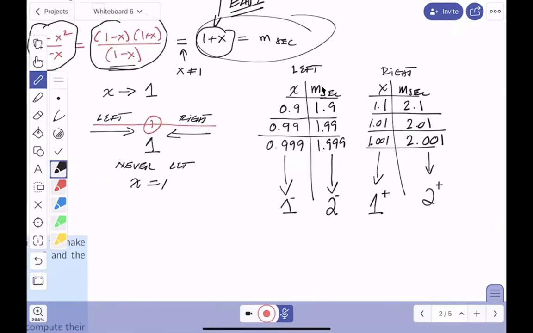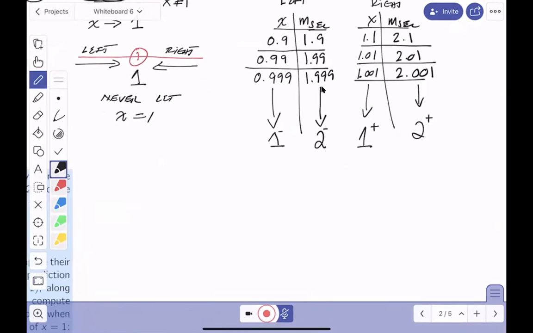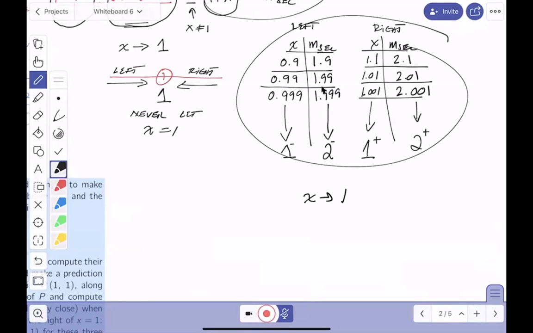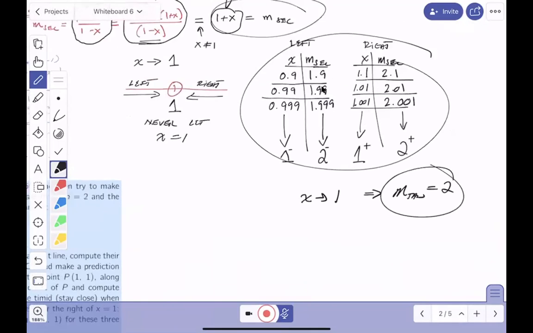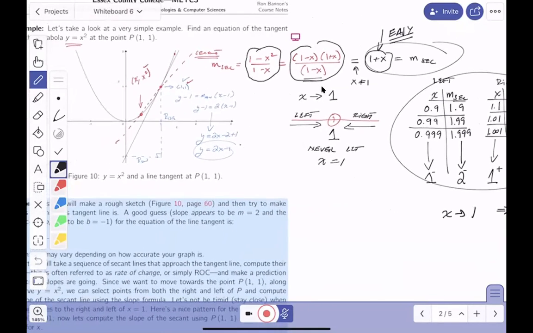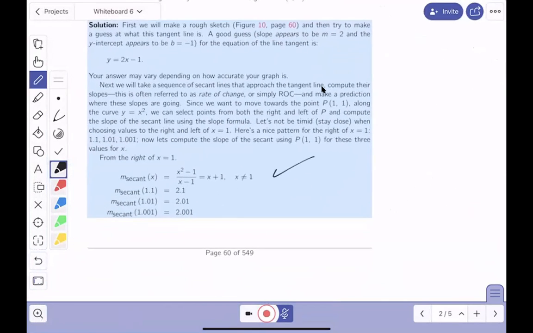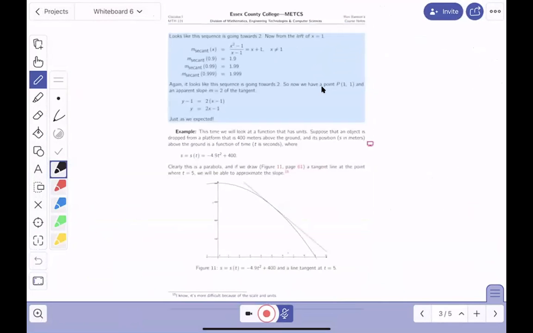All right? So what I'm going to say over here is I am pretty much convinced that this is getting close to the tangent line as x goes towards 1, and we did that over here with the tables. I now can conclude from my table that m tangent is equal to 2. Now, did we know that looking at the picture? We sure did. We already knew that. So you notice I go through that work and write it up for you.